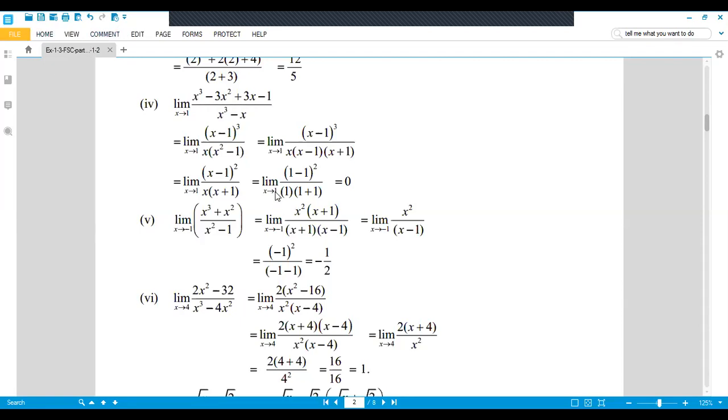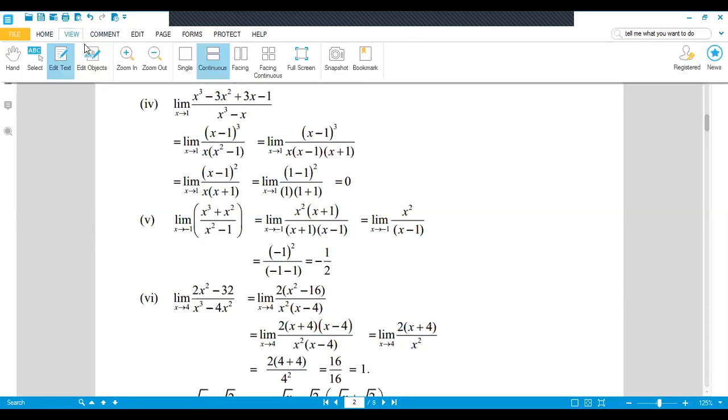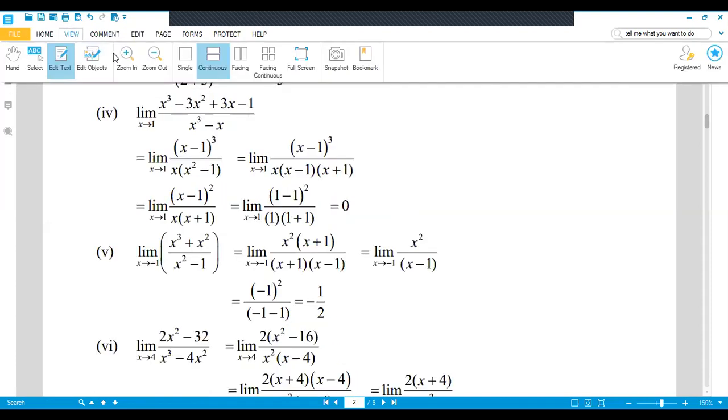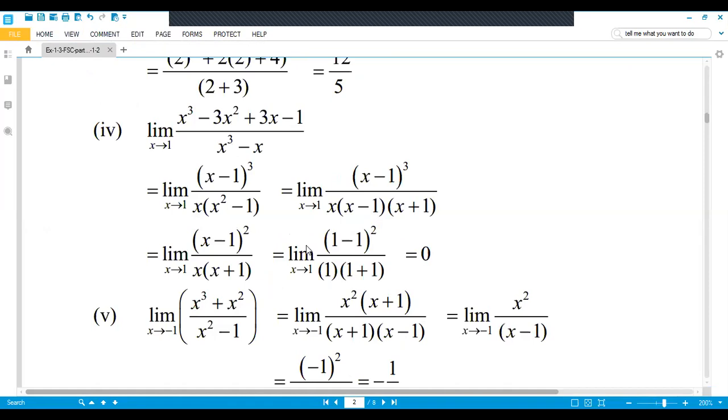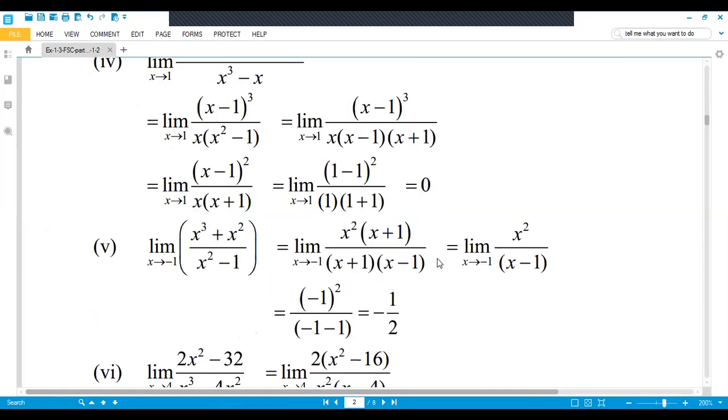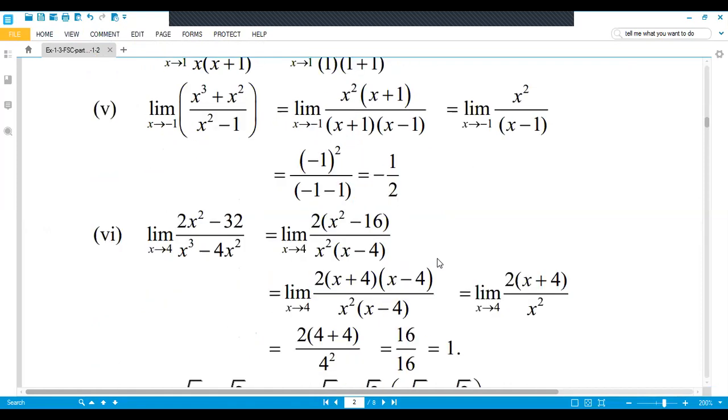Okay, so you will not write this limit x approaches to 1 when you put the value, because when you put the value no need to write it. So 1 minus 1 whole square and 1 into 1 plus 1. So 1 minus 1 is 0, 0 divided by anything gives 0. Now come to the next part.